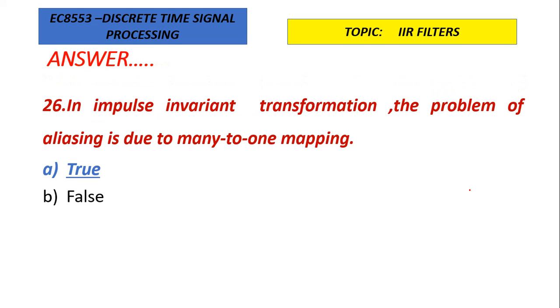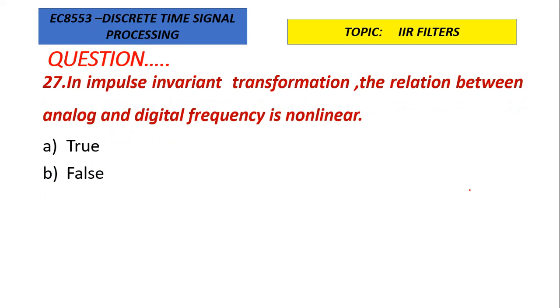Is it true or false? Yes, it is true. So as we are mapping many to one, we are having the aliasing error.